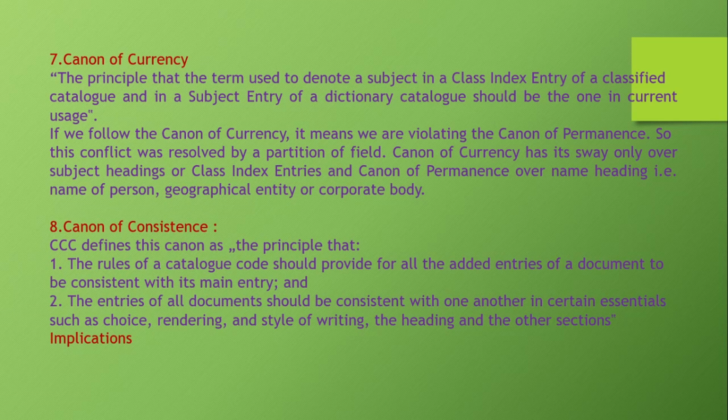Implications are: observance of this canon ensures a great deal of uniformity in catalog, that is, main entry of all documents in dictionary catalog is author entry in all cases. The added entries of a document should be consistent with the main entry. Inconsistency of any sort will spoil the whole structure of the catalog.